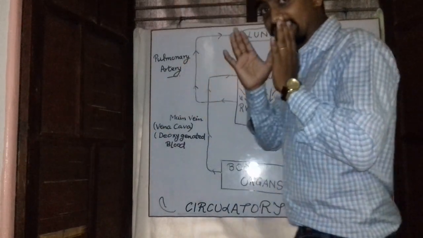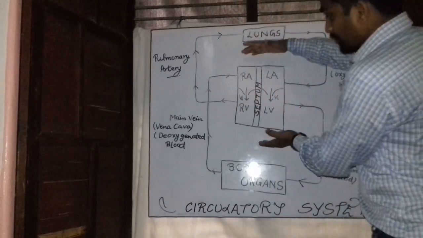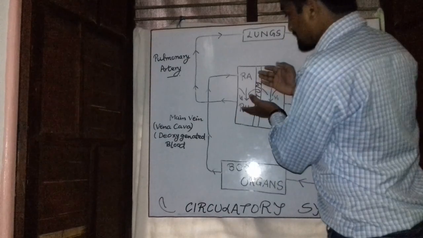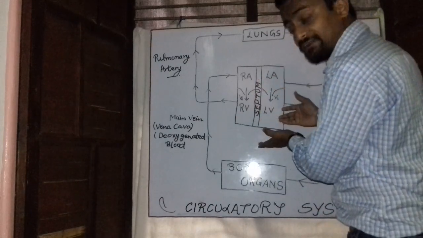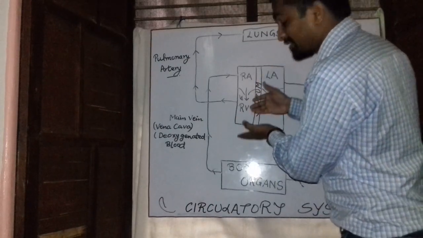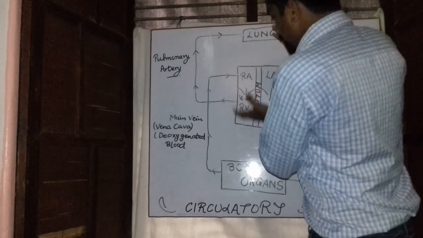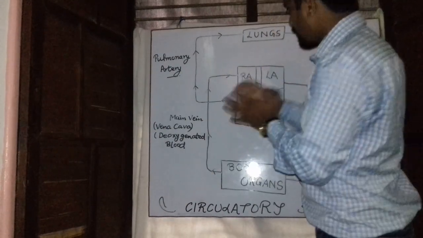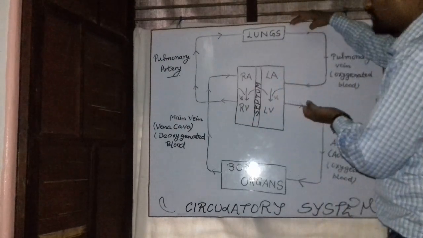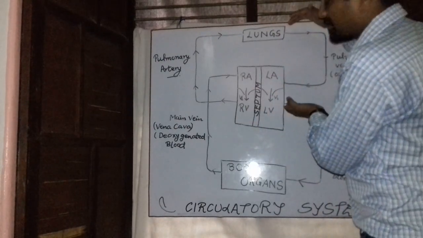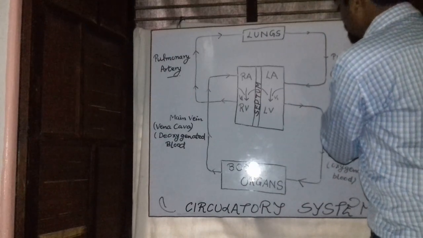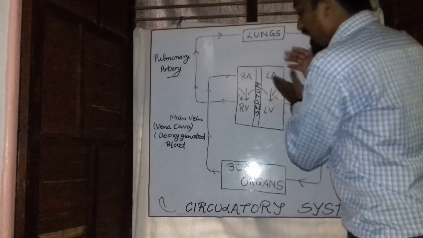Okay, now let's start. We know that our heart is divided into four chambers. First is the left atrium, left ventricle, right atrium, and the right ventricle. When all these four chambers are in a state of rest, what happens? The blood, which is rich in oxygen, is coming from the lungs, and the pulmonary vein is carrying this blood to the right atrium.